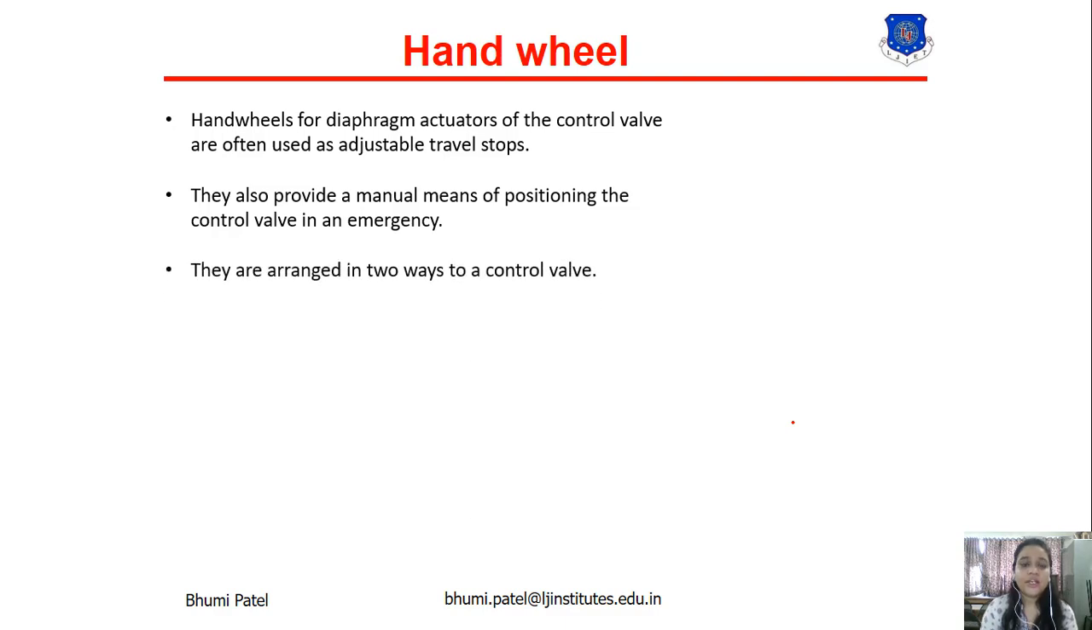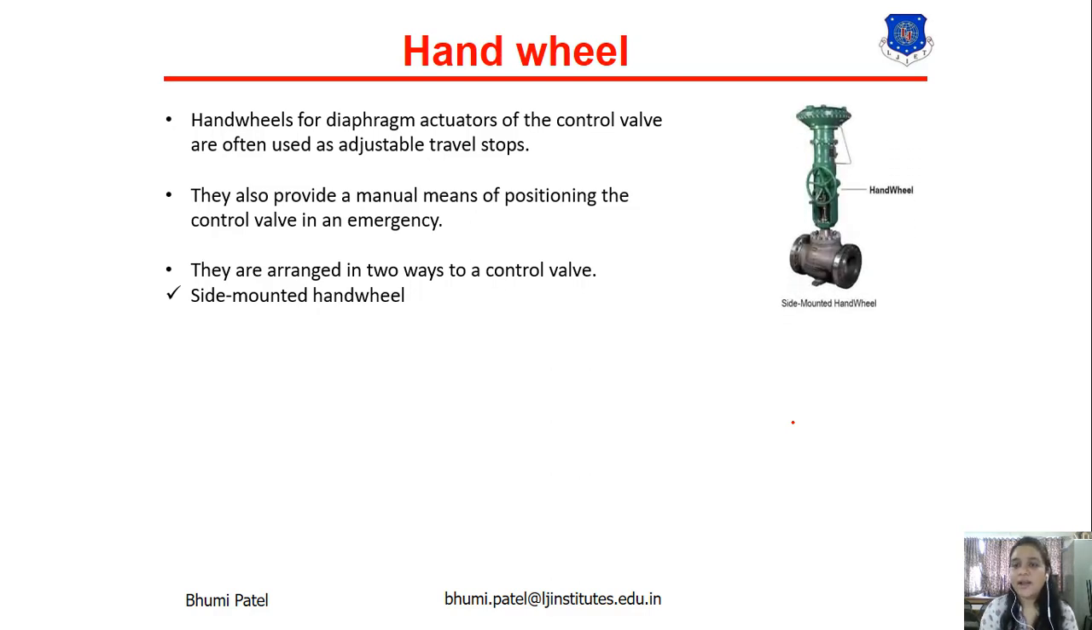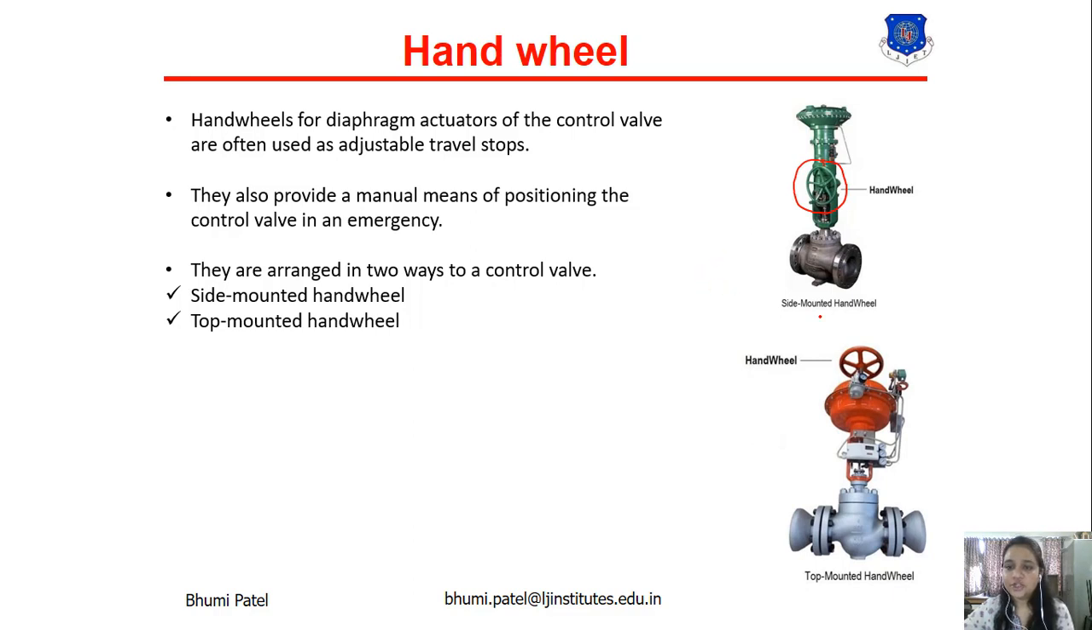Now they are arranged in two ways in the control valve. First one is the side mounted hand wheel. This is the side mounted hand wheel picture. Here you can see that the circle is known as the hand wheel of the system, and the next is the top mounted hand wheel. So this is the construction of the top mounted hand wheel. Here you can see that the hand wheel is used to stop the travel of the control valve. It is also used to adjust the position of the control valve.